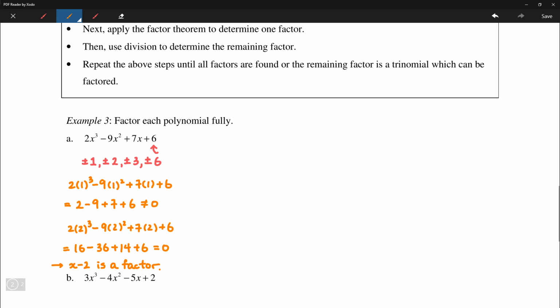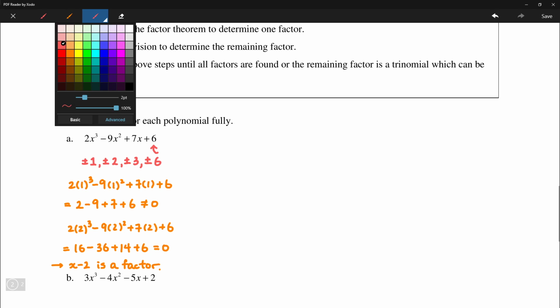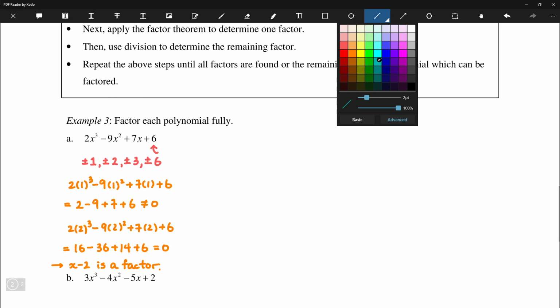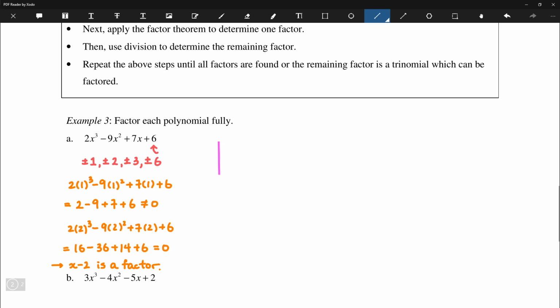Okay, and we only have to find one factor, since what follows is using synthetic division. Let's just do this to the right here. So in this case, the coefficients were 2, negative 9, plus 7, and 6. And of course, the number on the left-hand side here, a, is 2. So let's use synthetic division.